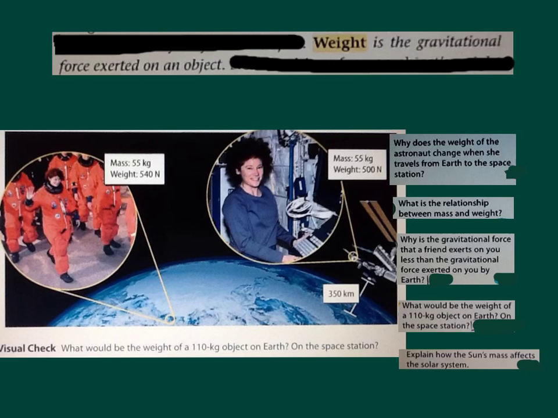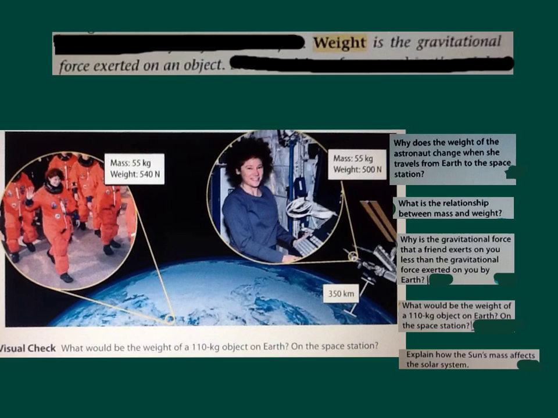It's because Earth is so large that an astronaut must be much farther away for the gravitational force to change much. The distance between the astronaut and Earth is small compared to the size of Earth.